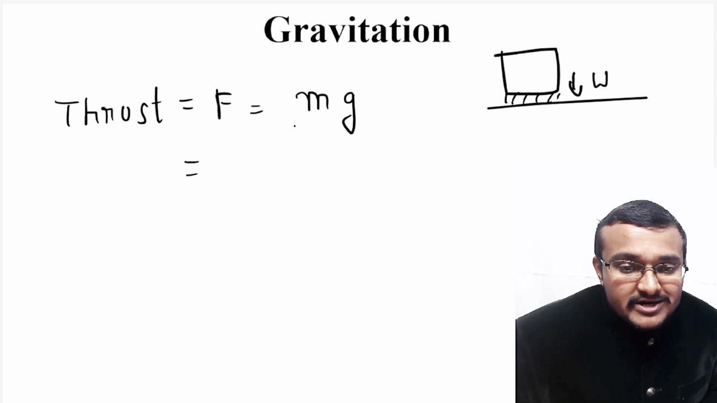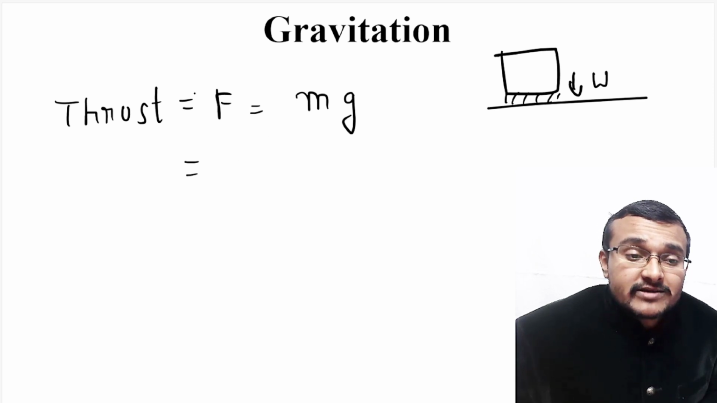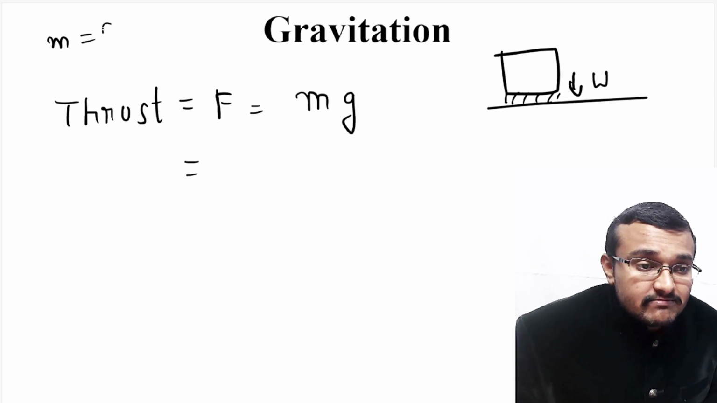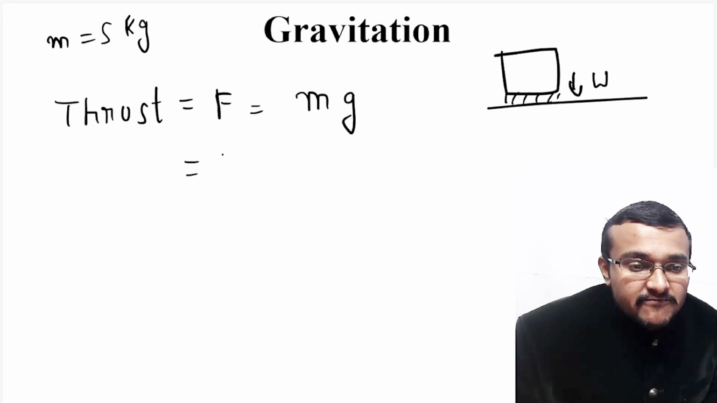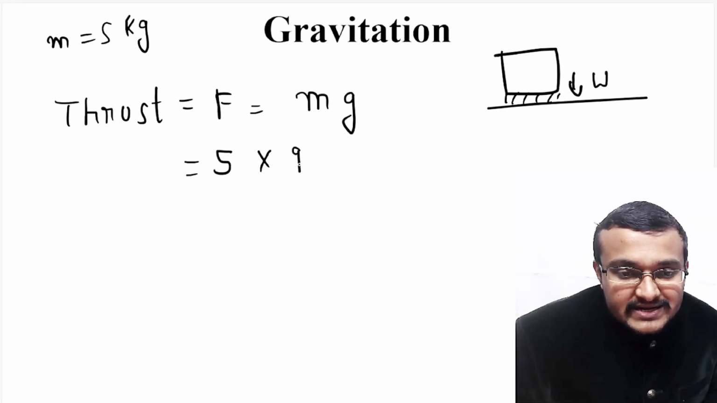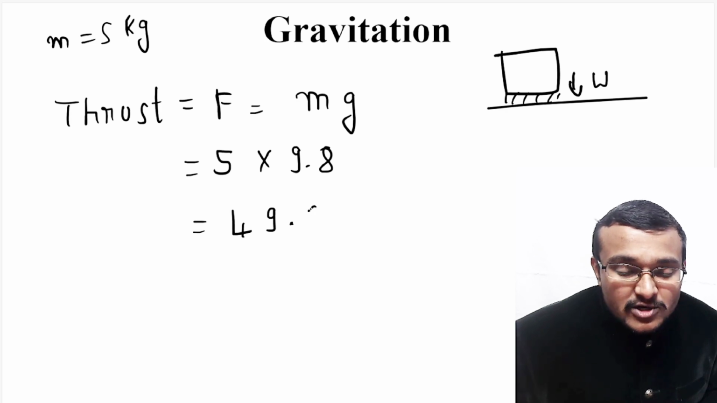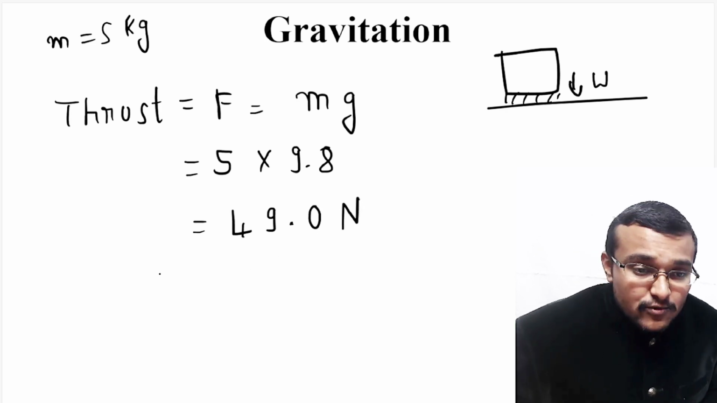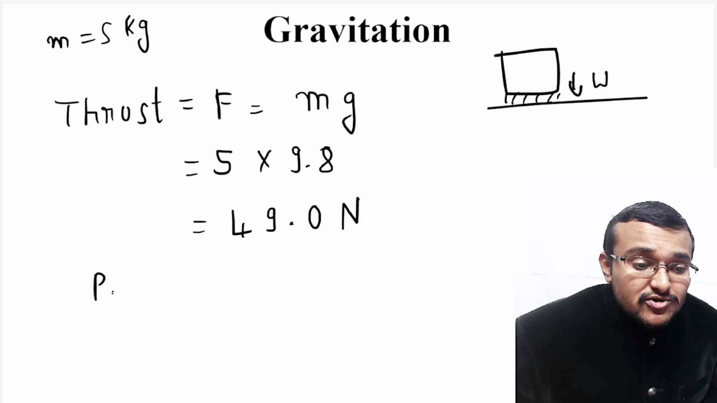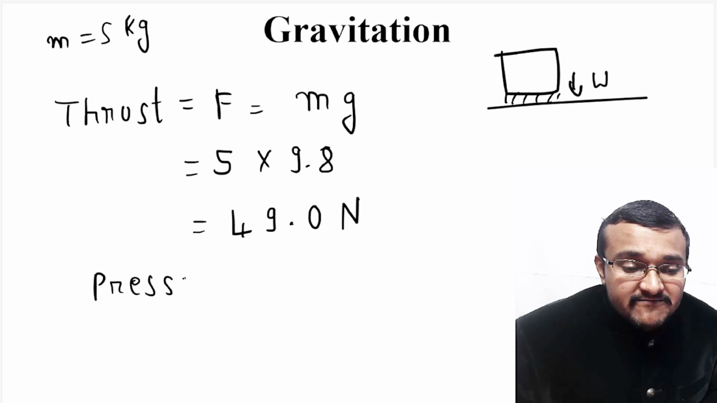Thrust is nothing but force, which can be calculated as mass times acceleration due to gravity. Now what is the mass of this wooden box? Here mass is given as 5 kg. So 5 kg into 9.8 meter per second square. So here thrust is equal to 49.0 Newton. Now you have to calculate pressure in the first case.